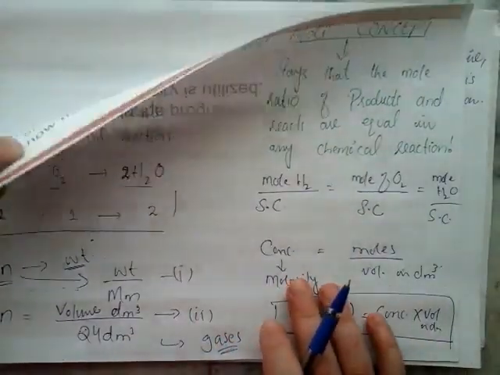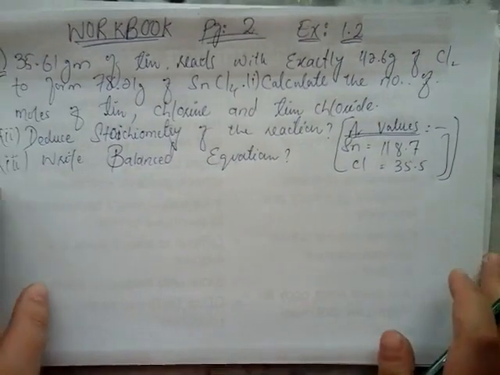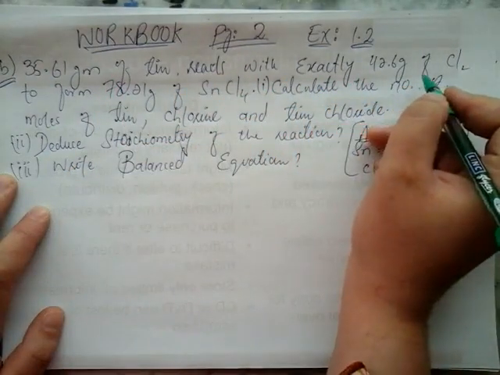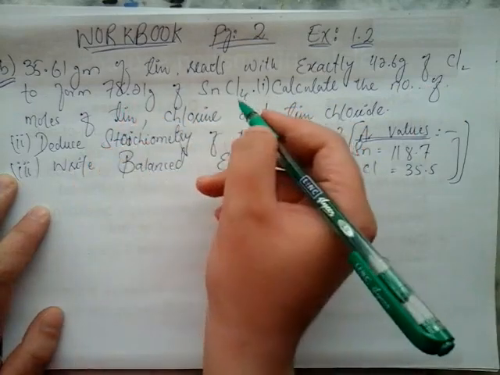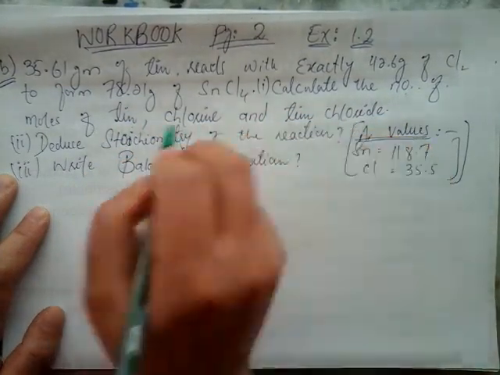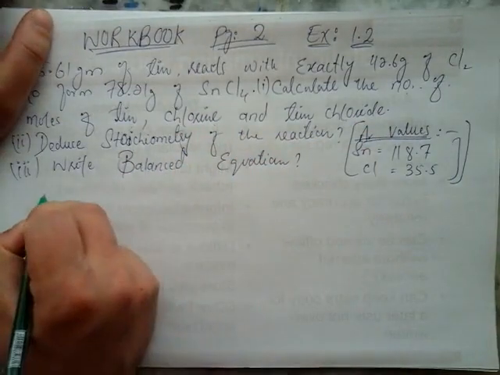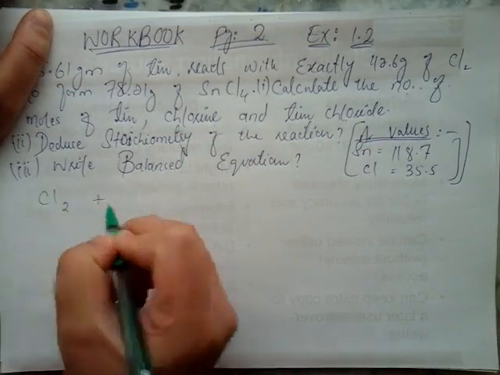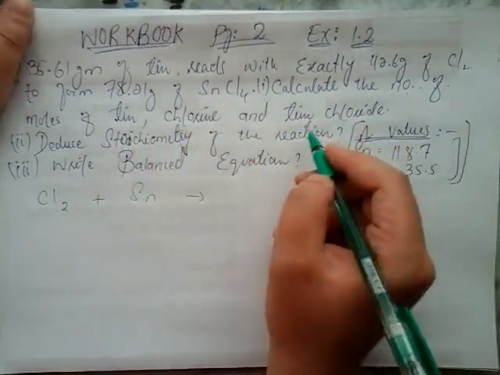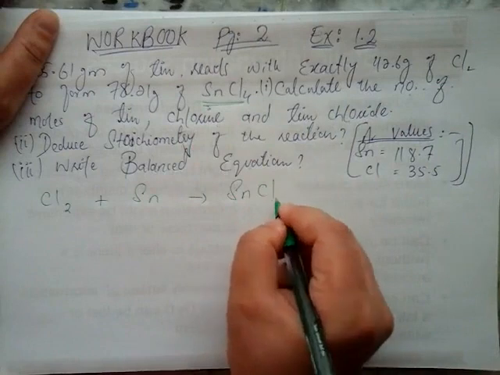So now coming towards the example: 35.6 gram of tin reacts with exactly 42.6 gram of chlorine to form 78.21 gram of stannic chloride. Calculate the number of moles of tin, chlorine, and tin chloride, and deduce the stoichiometry of the reaction. So the chemical symbols are given for you. For example, chlorine reacts with tin, Sn. They form which compound? Stannic chloride, or tin chloride.